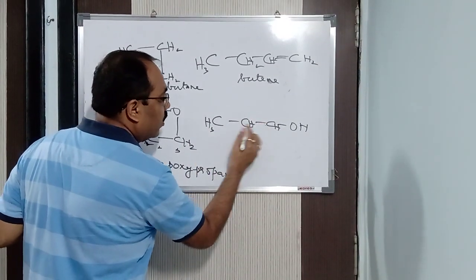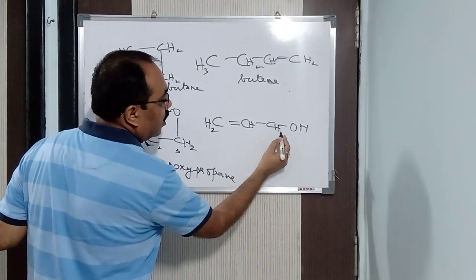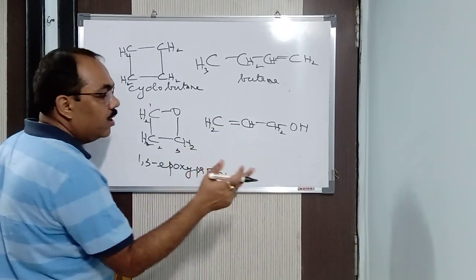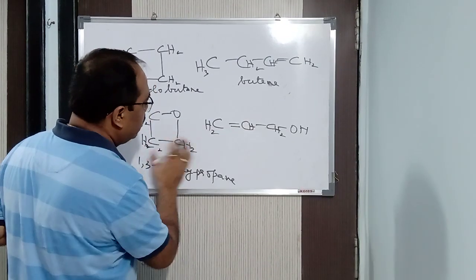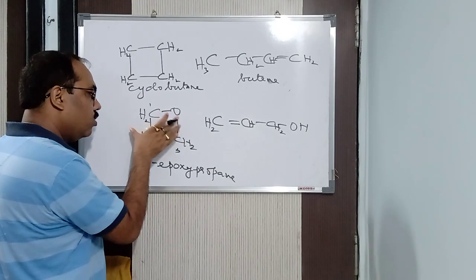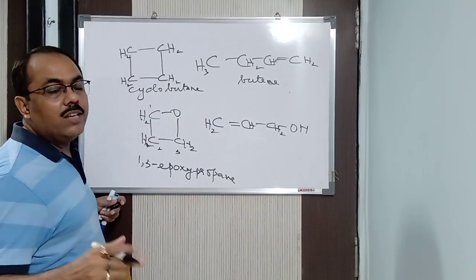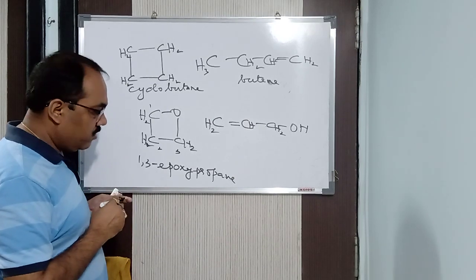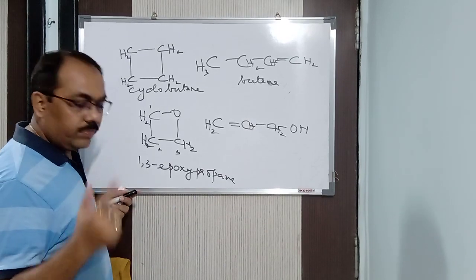Or you can put the double bond here also. Got it? And you can write it here: prop-2-en-1-ol. Either you can write prop-1-en-1-ol, or you can write prop-2-en-1-ol. So whatever it is, these two compounds have the same molecular formula, but they show ring as well as chain compounds. So it is known as what? Ring chain isomerism. Got it? So in this way, we learned about metamerism, we learned about ring chain isomerism. Thank you very much.